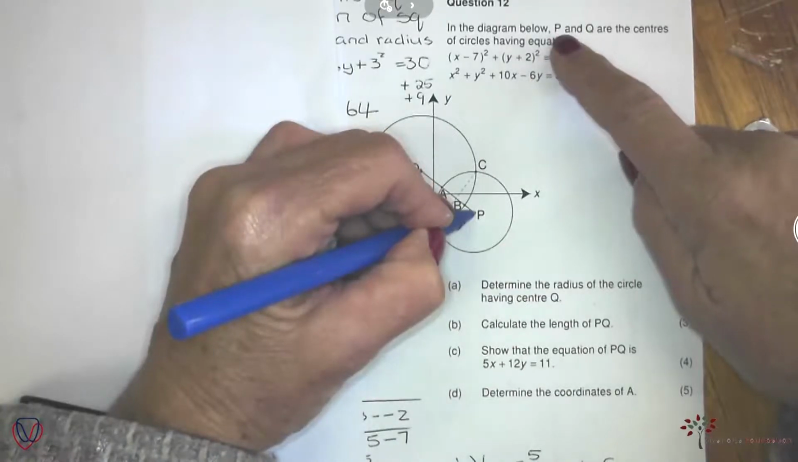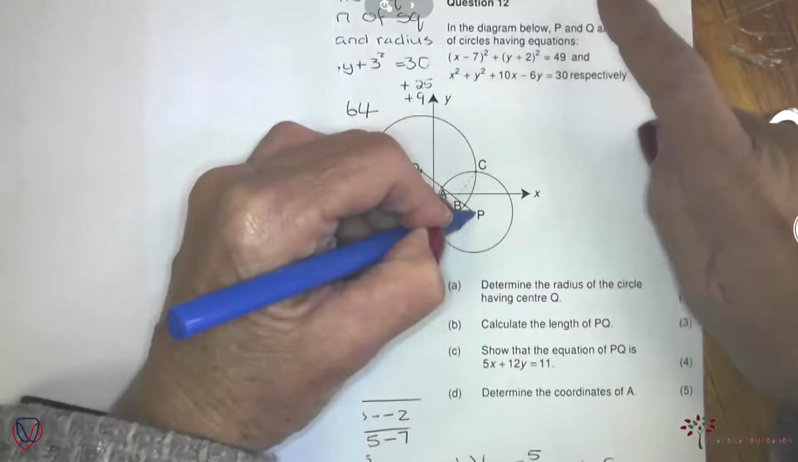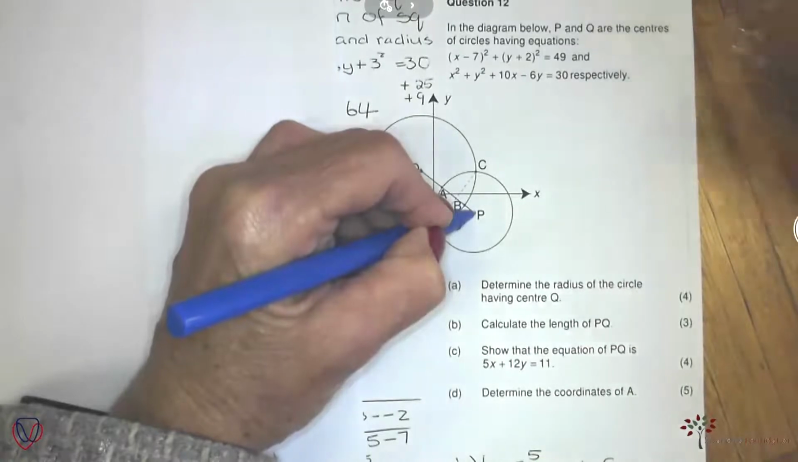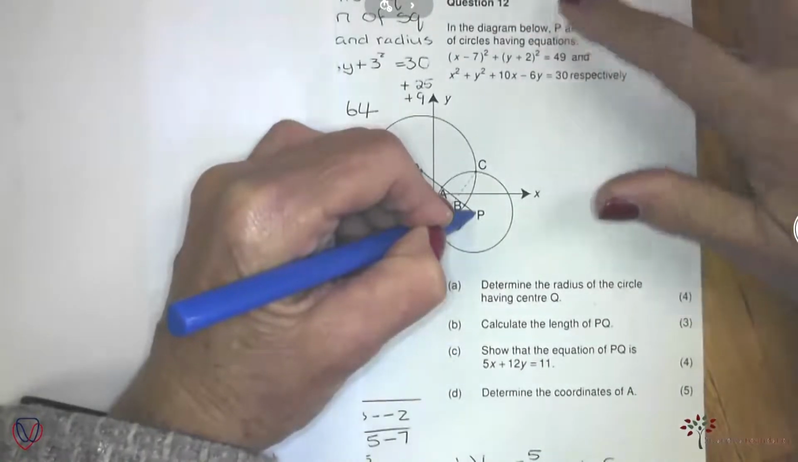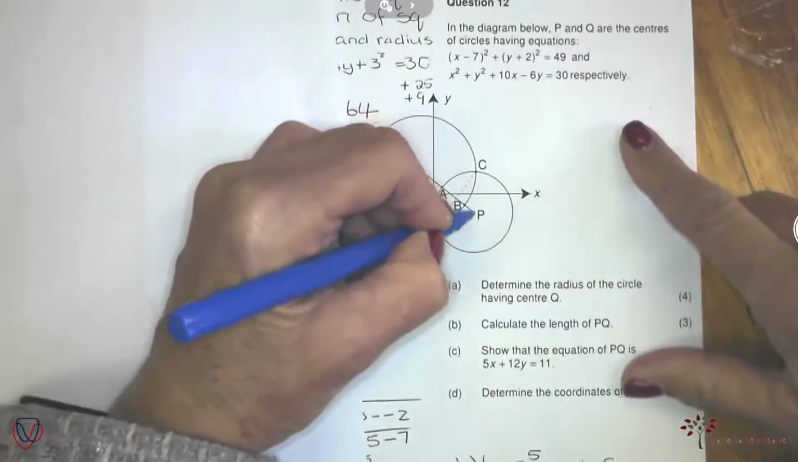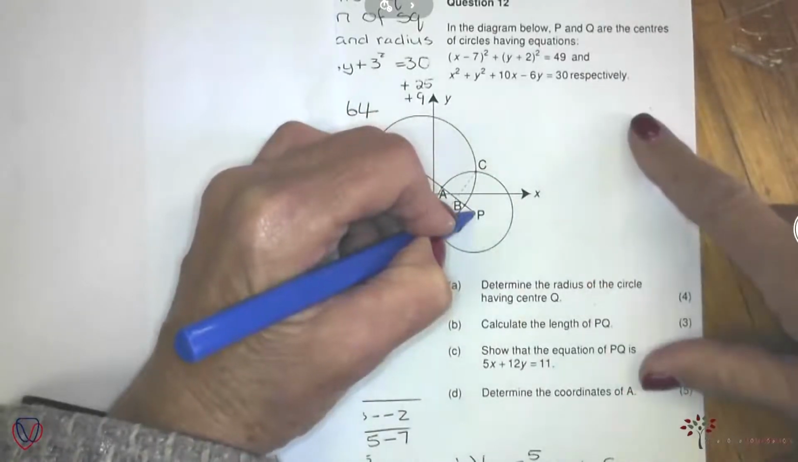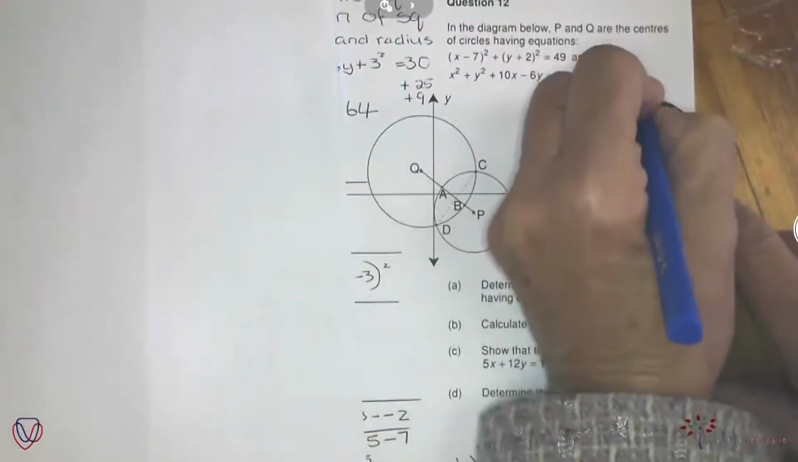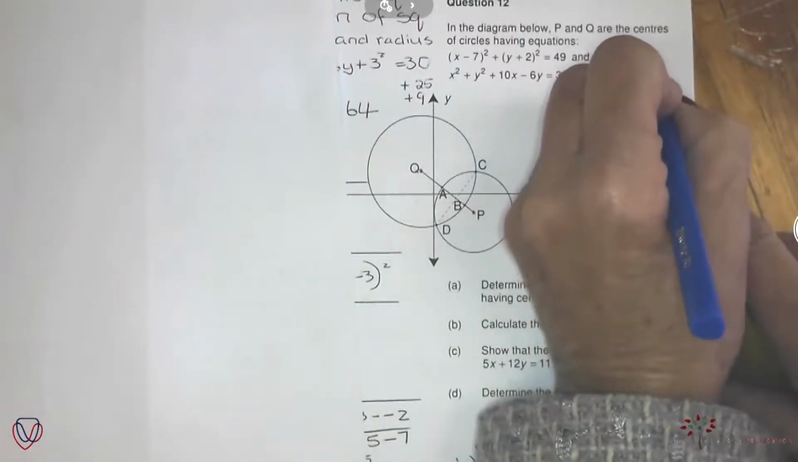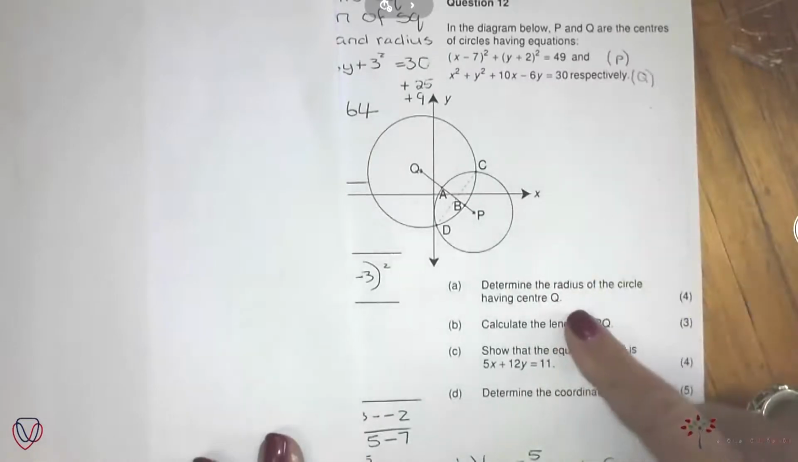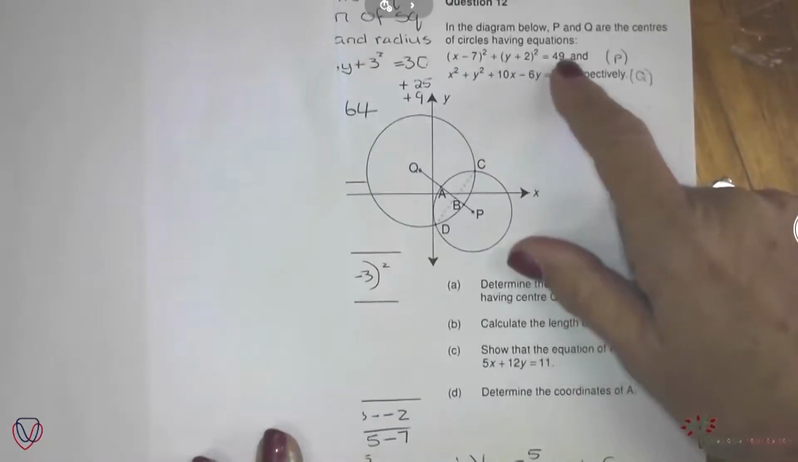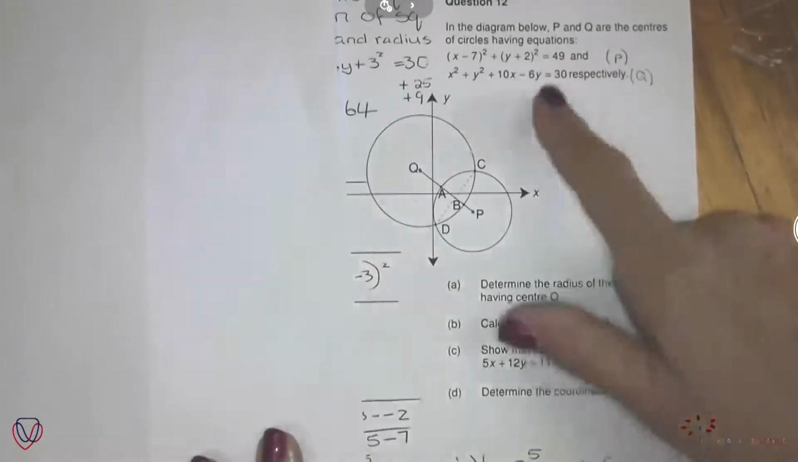And they actually gave it like that. They say P and Q. They normally give it to you in the correct order, but I wanted you to check it. If they didn't say that, how will I know which equation fits which circle? This equation fits circle P, so that equation will fit circle Q. And then what do they want? They say determine the radius of circle Q. You've got the radius of circle P. This is radius squared, so the radius is 7. But you don't have that.